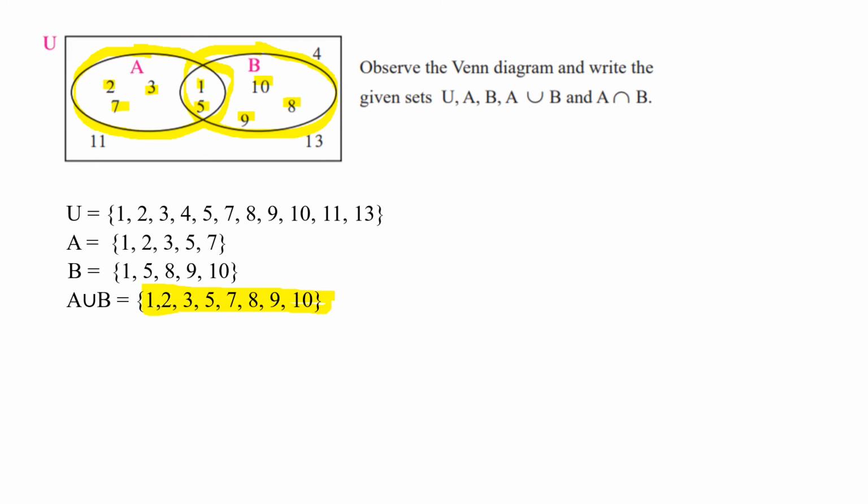Now we'll move to A intersection B. What is A intersection B? It means common. So common is 1 and 5. See, I have highlighted it with red. This is the common part where both the sets meet, and that part is known as intersection. So 1 and 5. Okay. Now students, we'll move to the next one.